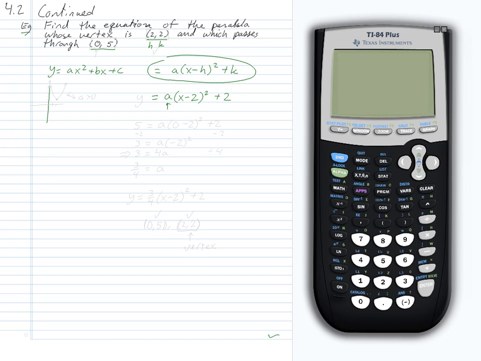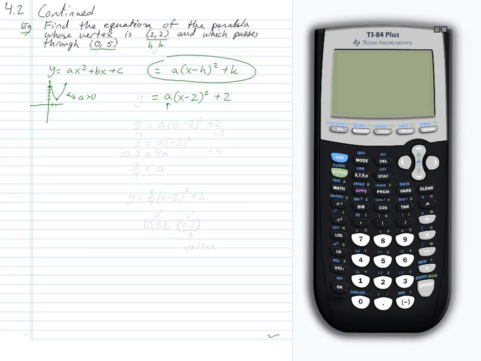Just to kind of see what we're dealing with, let's sketch out these 2 points, 2, 2, and 0, 5, and that's the parabola we're trying to find the equation for. It's not a very good drawing, but at least we know it's concave up, which means that a, when we do find it, should be positive. But that doesn't tell us much. A could be 1, a could be 40. We have no way of knowing at the moment.